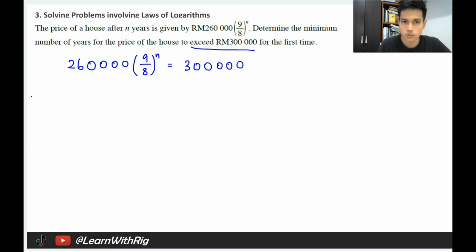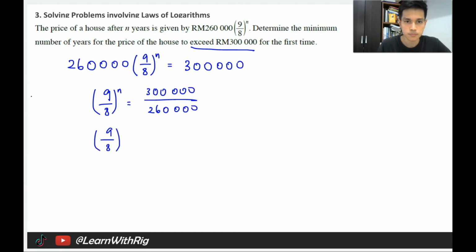So first thing you want to do is shift the 260,000 to the opposite side. So you get (9/8)^n equals 300,000 divided by 260,000. You should get 15 over 13. Okay, now you have the power here that you're looking for.